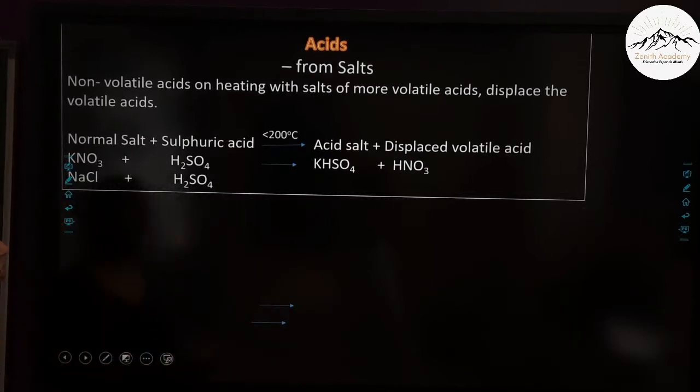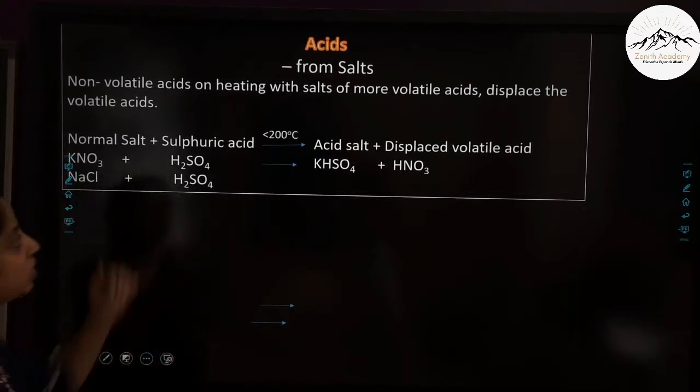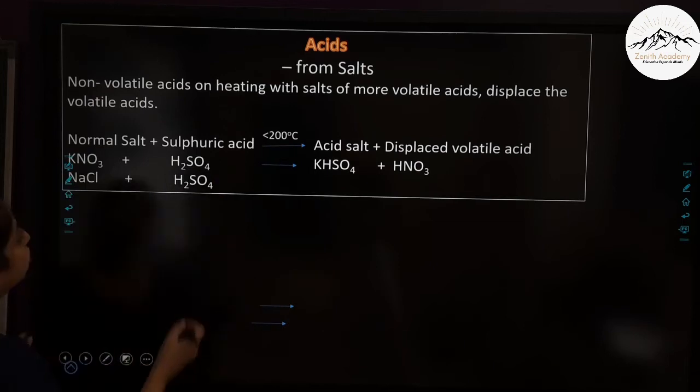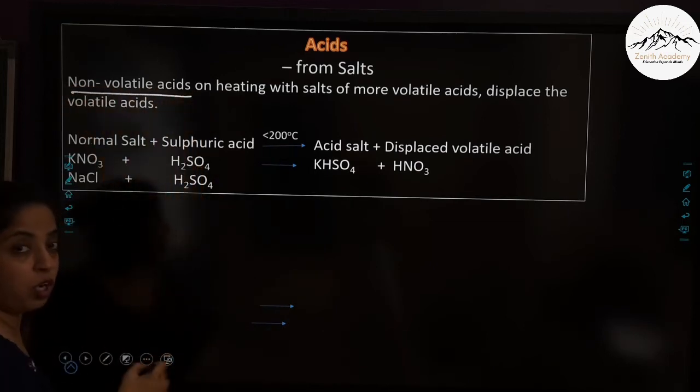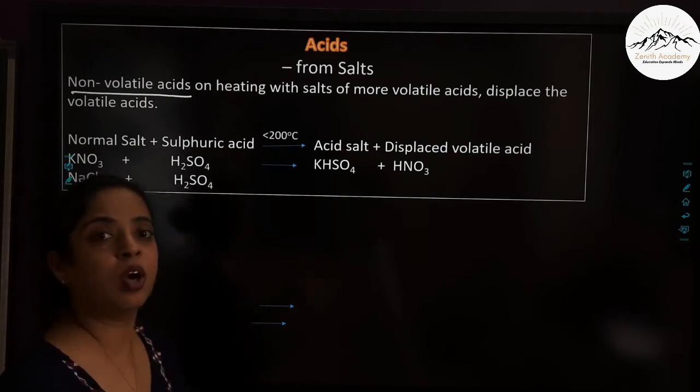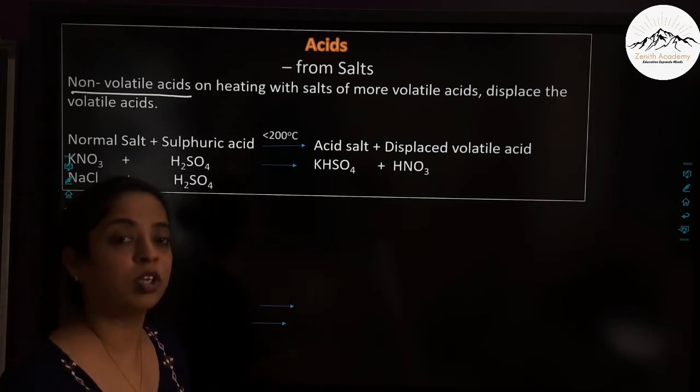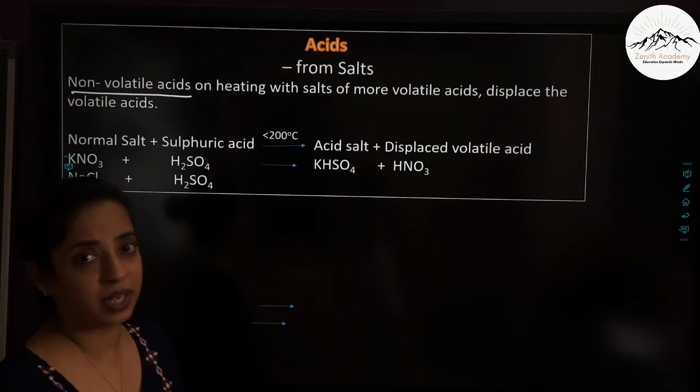Now let's see one more method of formation of acids and base. First we'll see from salts. So here this is very interesting, non-volatile acids. What are non-volatile acids? Which do not form vapor easily. And what are volatile acids? Which form vapor easily.